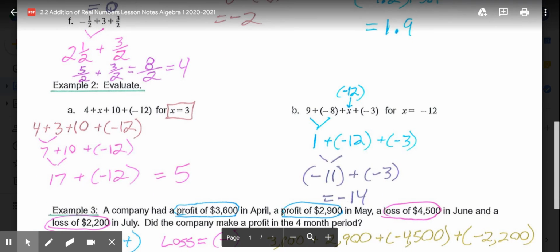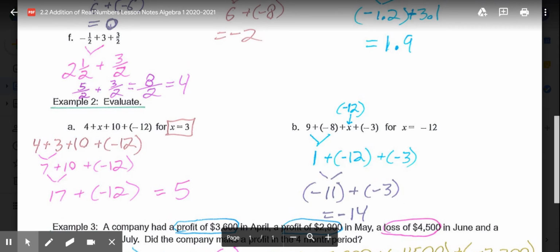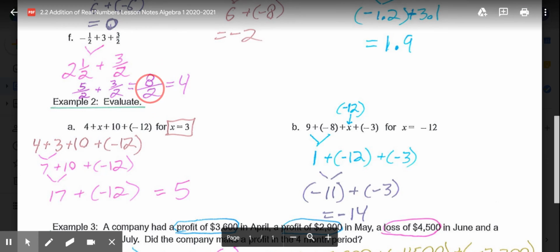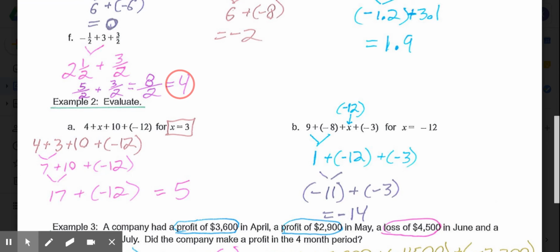And in F, we have a negative half plus 3, which gives me 2.5 plus 3 halves. 2.5 is the same thing as 5 halves, because 2 times 2 is 4, plus 1 is 5. So we have 5 over 2 plus 3 over 2. That equals 8 halves, or 8 over 2, which is the same as 4.